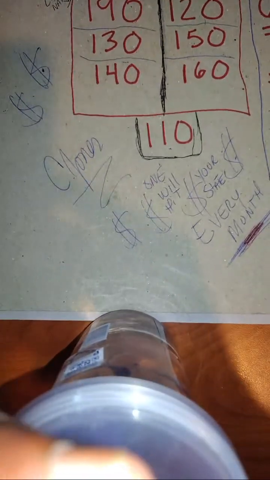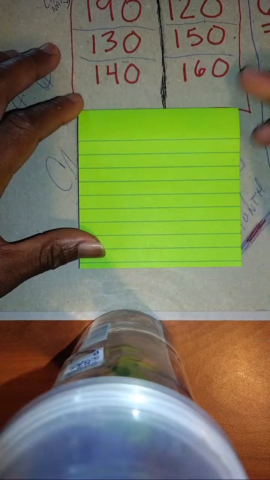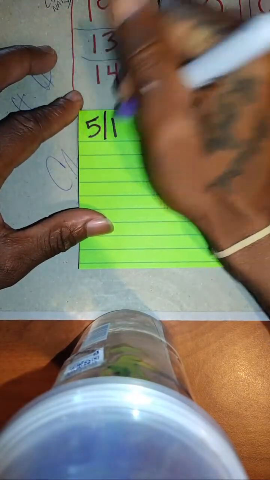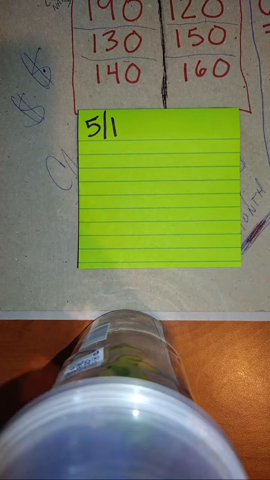Let's get into May right quick. May 1, part 2 for all states. Date rundown. A 5 and a 1 gives me 6.